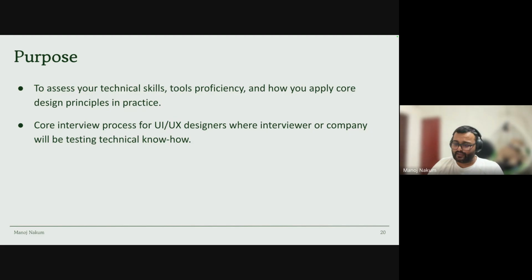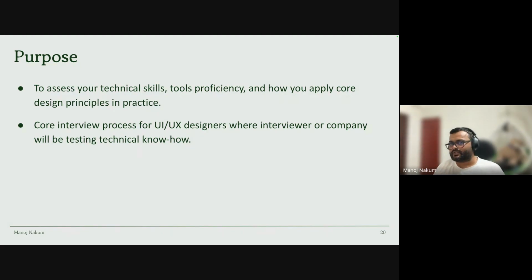I am not experienced in this kind of specific AI round, but I have seen some companies including this round just to see how good you are at using tools like Lovable, UX Pilot, UISR, which are just AI-powered software to create designs. In the age where the lines are getting blurred between UI, UX, and developer, it is good that you know a few of these things, right?